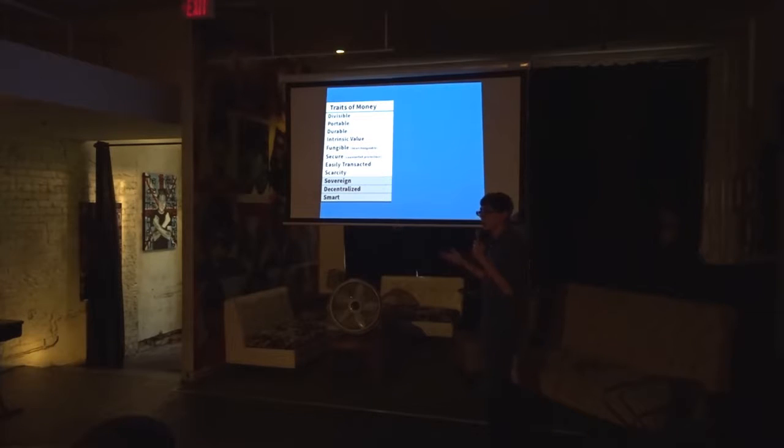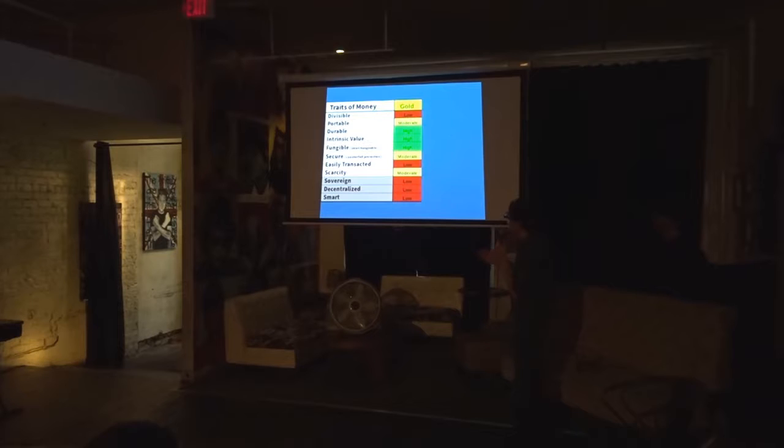Decentralized means, is all of your money being sent through the same person or group? Do you have to rely on your bank, or can you rely on yourself and your neighbor to verify your funds? And of course, smart money, and I think this is the most important of all of them, is money that you're able to program for yourself.